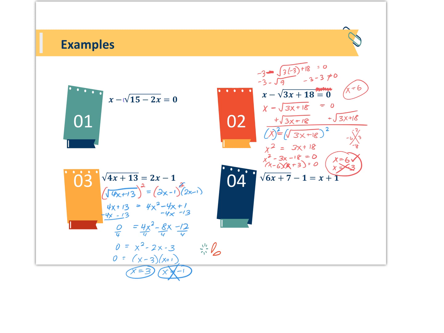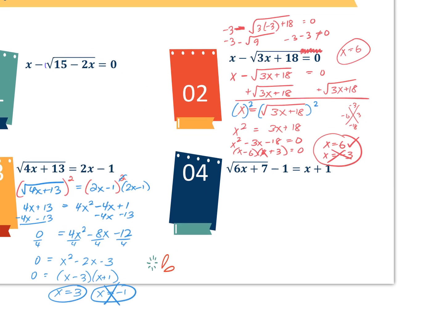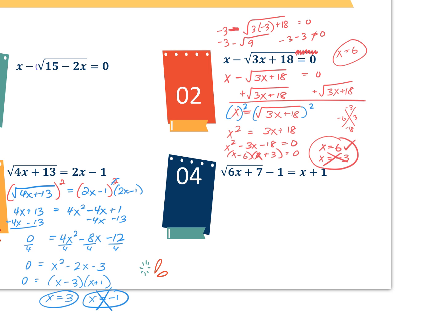And then let's go to this last one right here. Again, notice you've got this radical on the left. You're going to have to add 1 to both sides to isolate and get this radical by itself. So 6x plus 7 equals x plus 1, which is plus 2. Again, how do you get rid of a radical? You square it. So I'm going to have to square both sides.